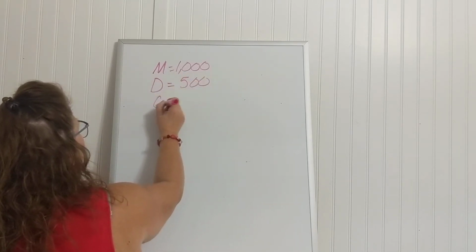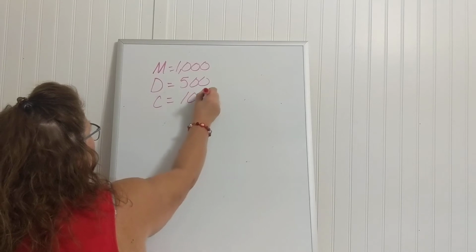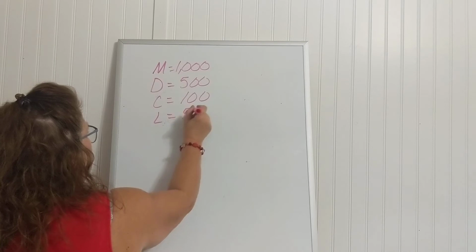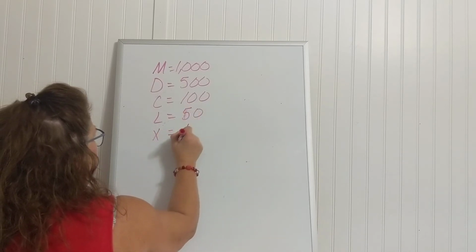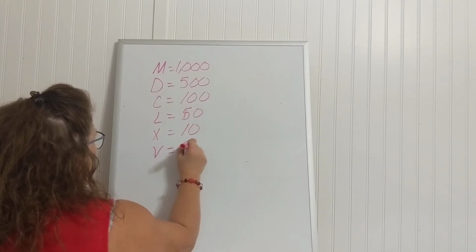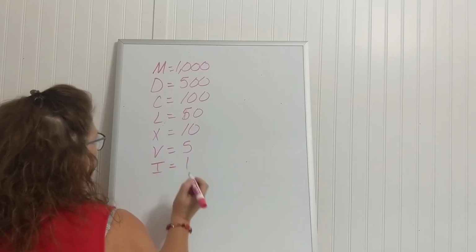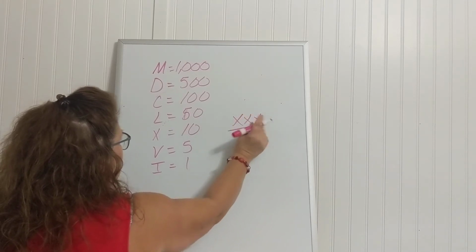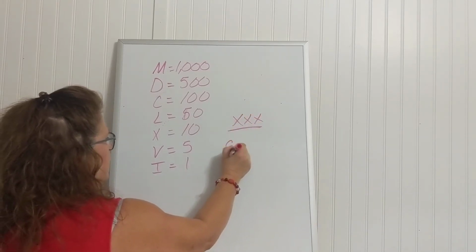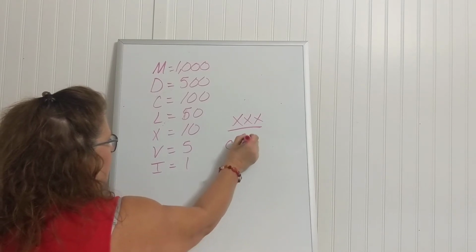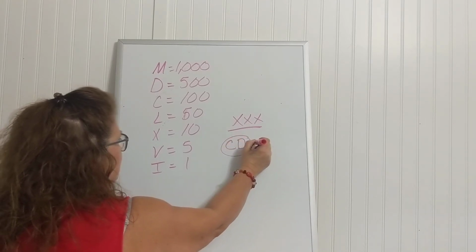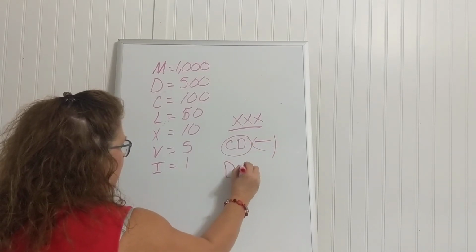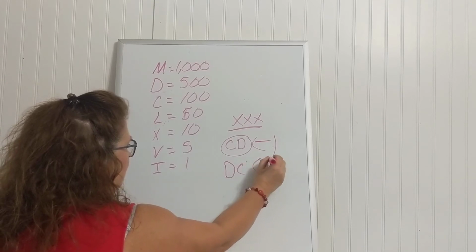Remember, M equals 1,000, D equals 500, C equals 100, L equals 50, X equals 10, V equals 5, and I equals 1. And remember, you can only use 3 digits in a row at a time. Remember, if you have a smaller digit in front of a larger digit, you have to subtract. And then remember, if you have a larger digit and then smaller digits, you will add.